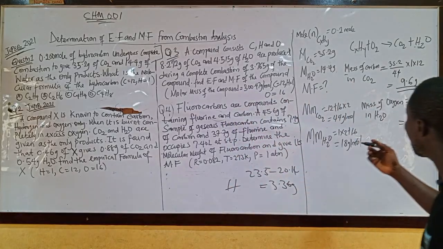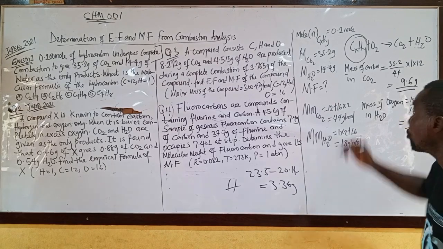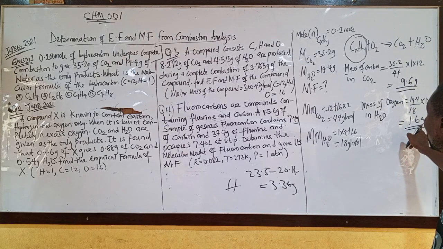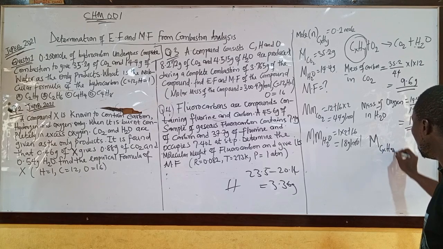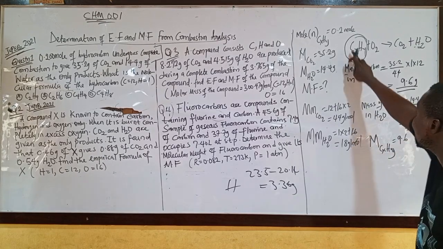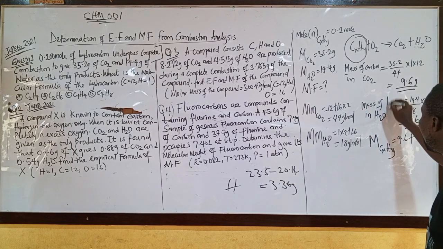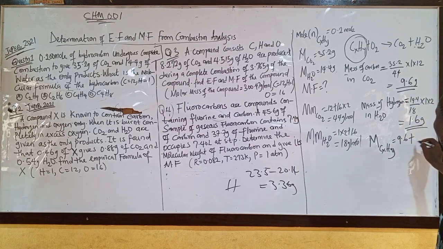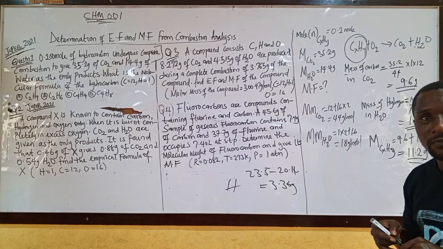Then what will be the molecular mass of that compound? This is the compound we are looking at. We want to get its molecular mass. The compound contains carbon and hydrogen, and we've gotten the mass of carbon and the mass of hydrogen. That means the mass of CxHy will be 9.6, that is carbon, plus the mass of hydrogen, which is 1.6. Which will give you 11.2 grams. That is the mass of this compound.